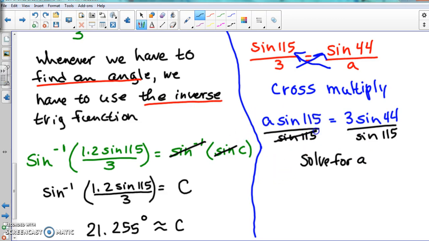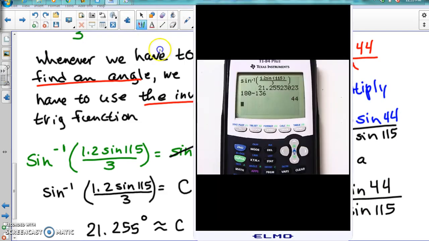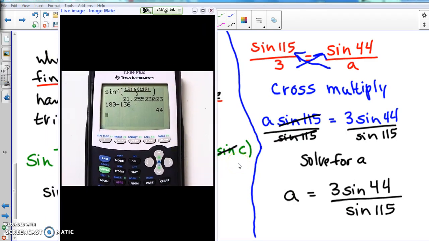All right, so here, the sine 115 cancels out. We're left with just an A. And we have this fraction again. We're going to put that in the calculator, make sure we put everything in correctly, and then we are really done with the problem. All right, so let's go ahead and put the fraction in: 3 sine 44, close our parenthesis, over sine 115. Make sure it's in degree mode, and here we did that already. We hit enter. I get about 2.299, and so on.